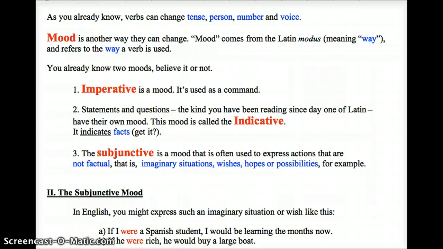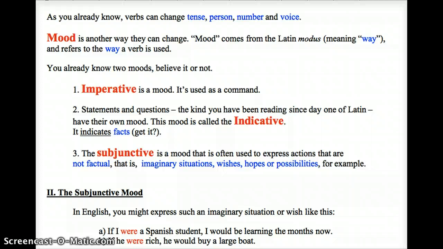Number two here, statements and questions. The normal, everyday kind of sentences, the kind that we've been reading since day one of Latin, have their own mood called the indicative. Indicative, right here, because it indicates, right? Get it? Indicates facts. So the indicative talks about factual things. They could be statements or questions. This happened, or did this happen?